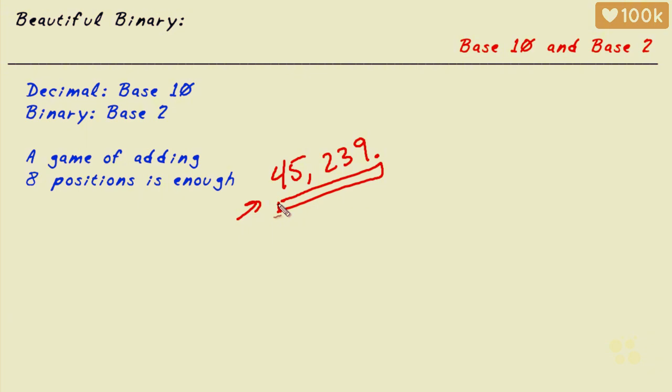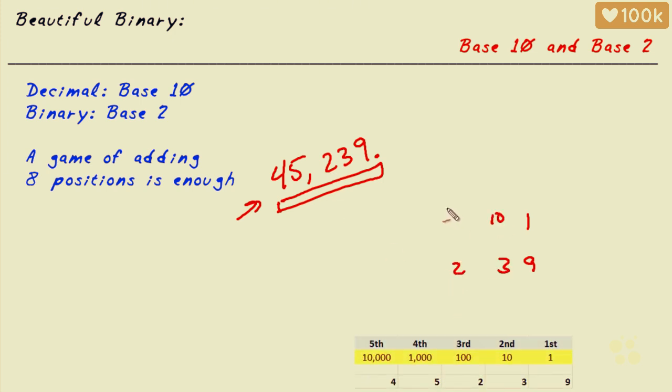It goes something like this. We have several positions here. For example, the 9 is in the 1s position, and the 3 is in the 10s position, and the 2 is in the 100s position. The 5 right here is in the 1000s position, and the 4 is in the 10,000s position.